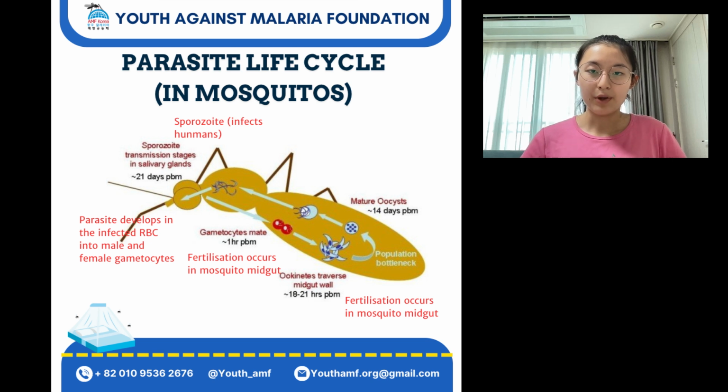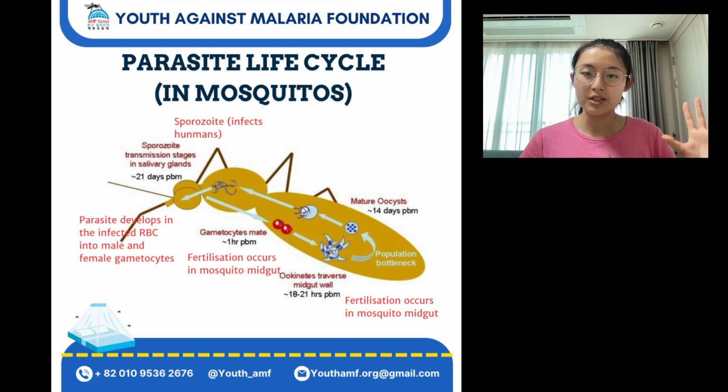Now, the second part of the parasite life cycle begins in mosquitoes. The parasite develops in the infected RBC, and it changes into male and female gametocytes through meiosis. From then on, the mosquito draws blood in, and fertilization happens. The gametocytes essentially mate together in the mosquito midgut.